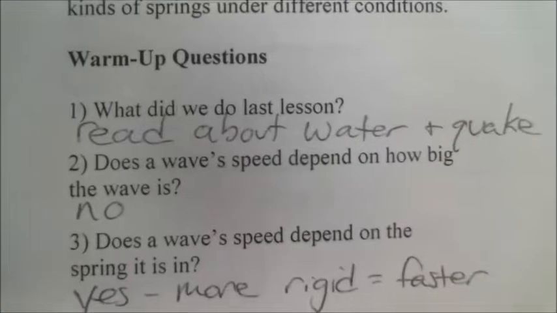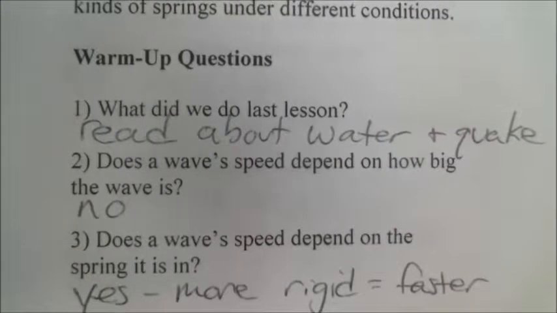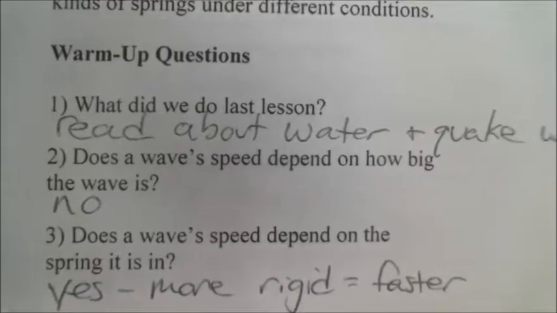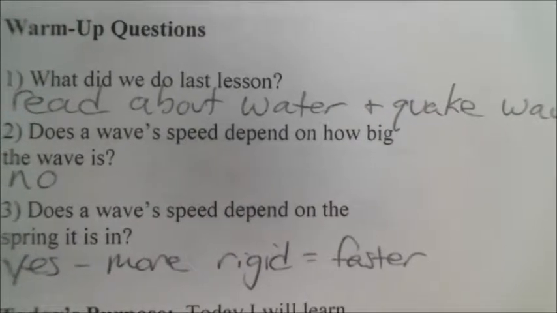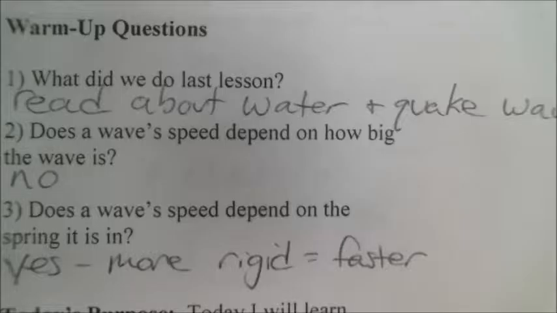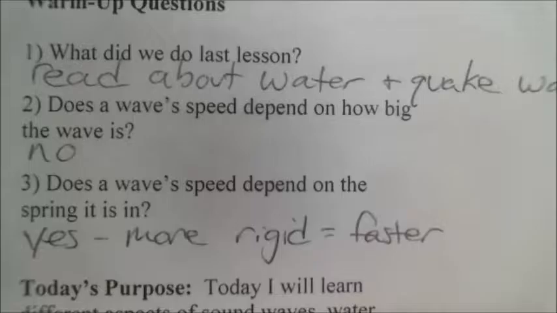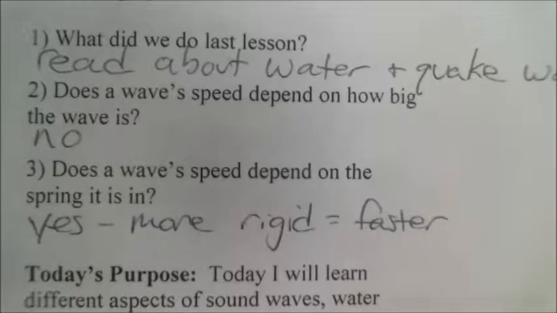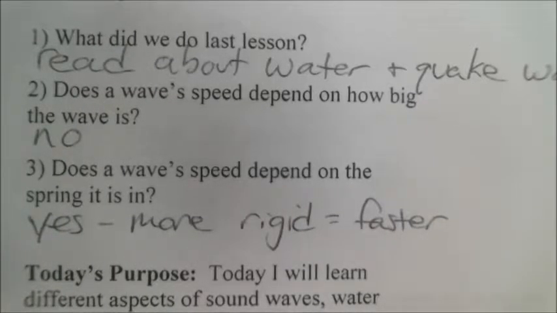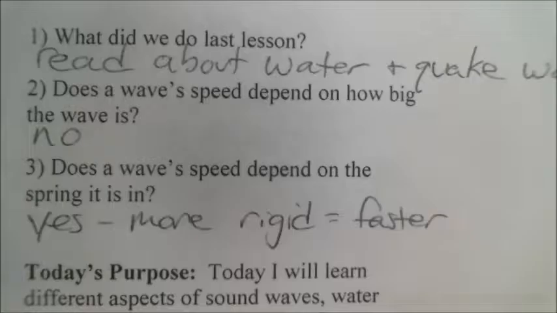So to warm up, let's remember, last lesson, we read about water and earthquake waves. We saw in number 2 that a wave's speed does not depend upon how big the wave is. Whether it be a little wave or a big wave, it still travels through a medium at the same speed. Number 3, does a wave's speed depend upon the spring that it is in? Yes, it does. The more rigid the spring or the medium, the faster the wave is going to be traveling.